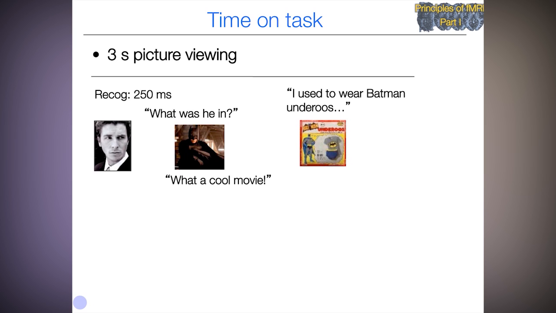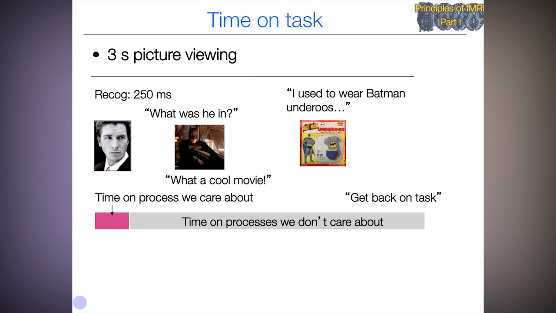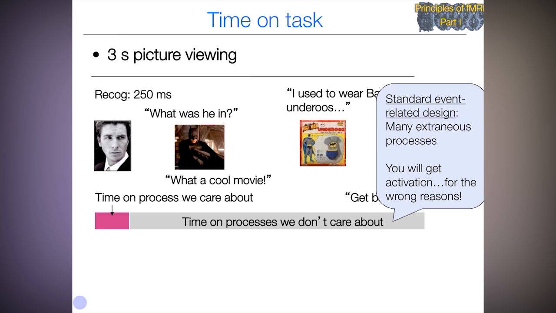This is true for me. And then finally get back on task. Okay, get ready for the next trial. This all can happen within 3 seconds. So if you think about the purple block here, it is the time on the process that we actually care about studying. The gray block is the time on the processes we don't care about studying.